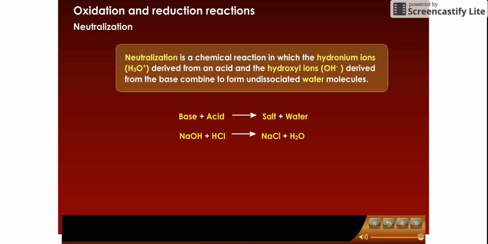NaOH, sodium hydroxide, plus HCl, hydrochloric acid, gives NaCl, sodium chloride, plus H2O, water. H3O+, hydronium ions, plus OH-, hydroxyl ions, gives 2H2O, water.